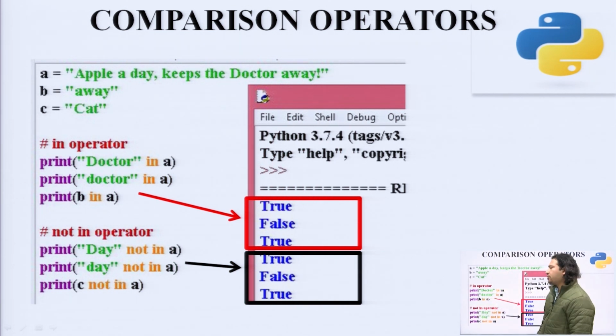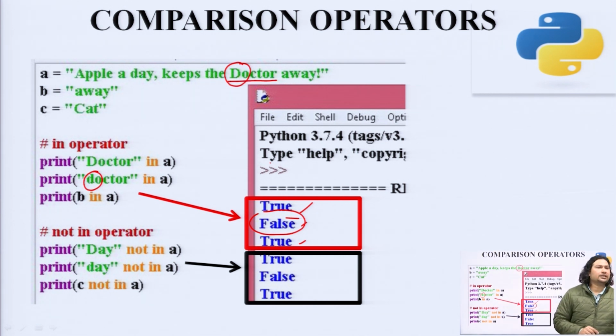Now, look at the output of the program. True, false, true. This false is because this small d doctor is not available, because the capital D doctor is available. That means Python is a case sensitive language, and you should keep this in your mind.